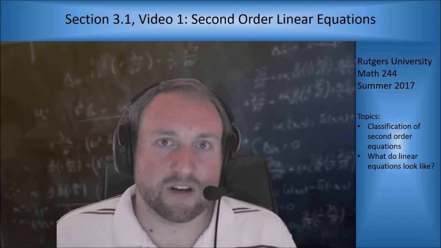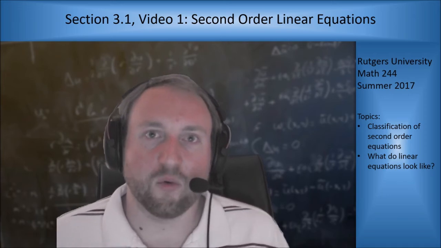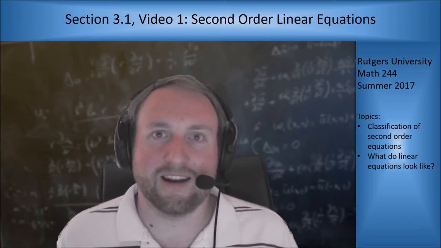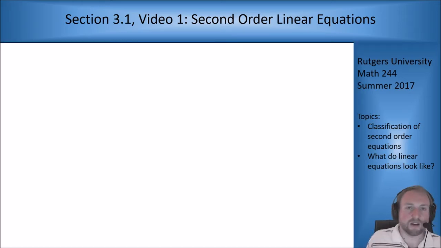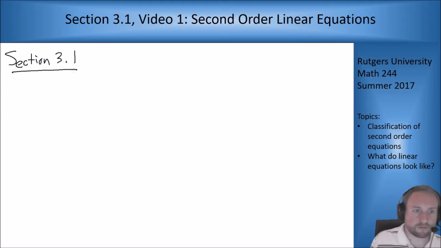So in this first video, we're going to talk about second order equations in general, what second order linear equations look like, and how we can start talking about them from here on out. So let's go ahead and jump on into that. So section 3.1 starts off getting us through the basic definitions for second order linear equations, what it means for an equation to be linear, and then some other terms along those lines. So if we're basing off what we had before for first order equations, what should our general second order equation look like?